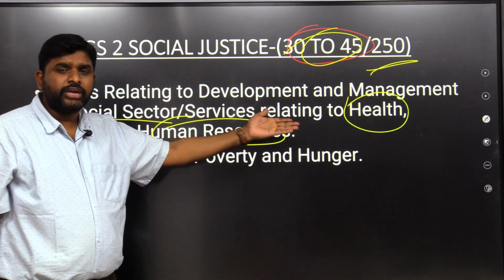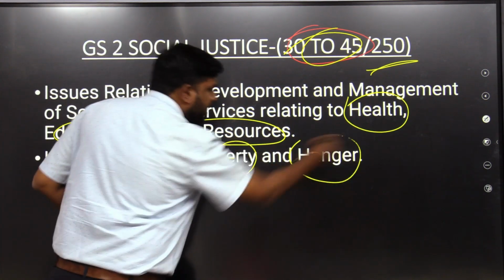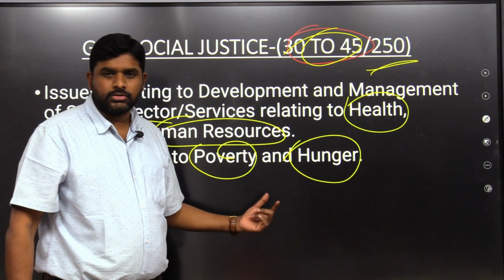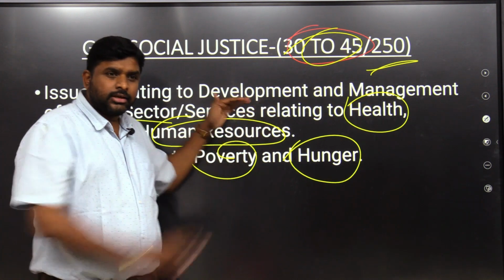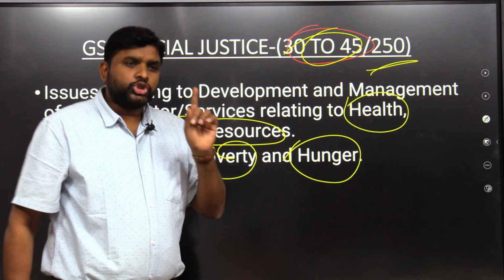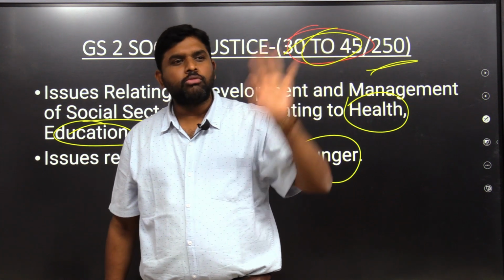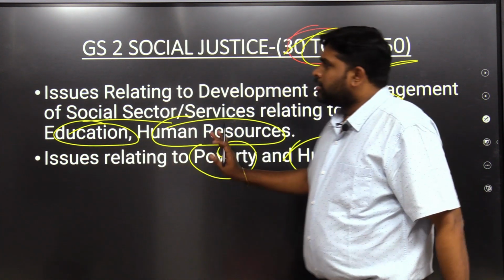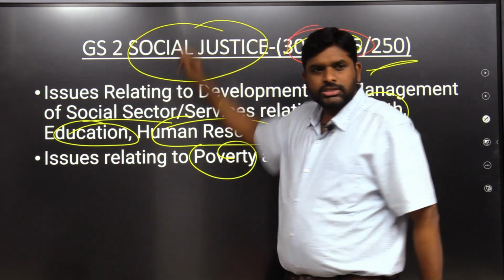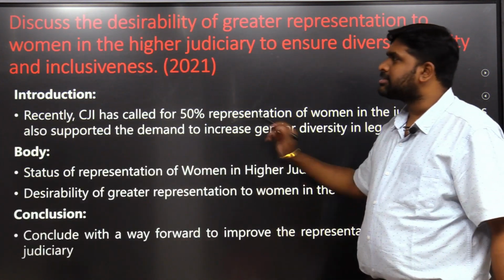We will be discussing what questions were asked in 2020 and 2021. Issues relating to poverty and hunger, which we have to link with Millennium Development Goals and Sustainable Development Goals. These are the topics in the GS2 of the UPSC syllabus which are most neglected. Social justice is most neglected. Post-independence India is also most neglected. We will now discuss how many questions were asked from social justice in GS2 in 2020 and 2021.